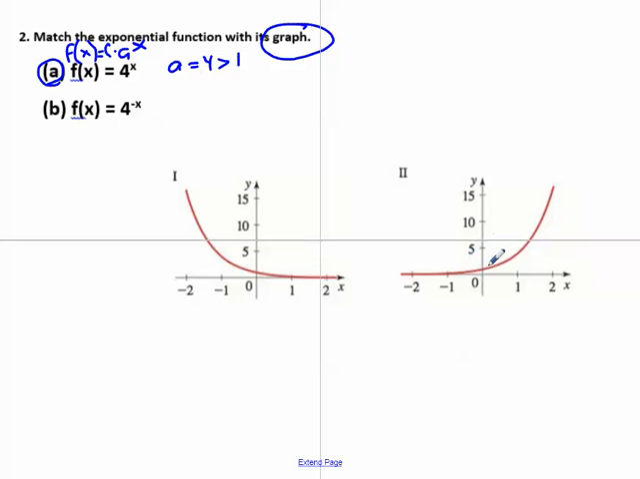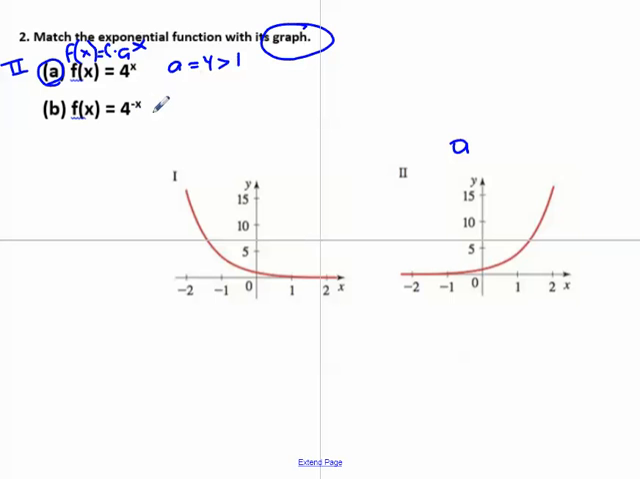This one shows growth because every time we move forward 1, we're multiplying by something bigger to make us bigger, and sure enough, we're moving from 4 to 16, it looks like. So this, sure enough, looks like a. There's our a, and this one matches graph 2.